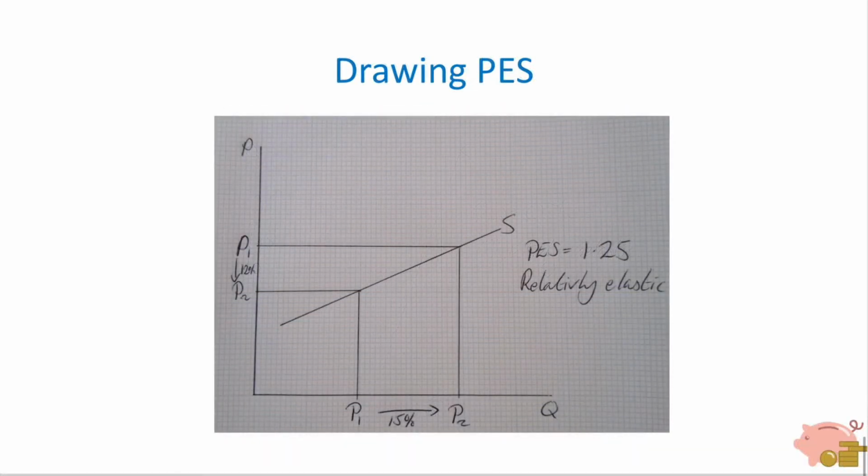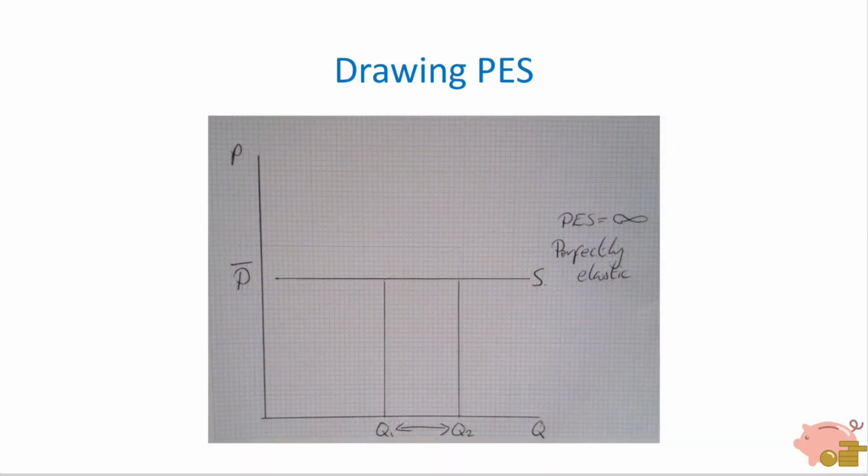Now we've got relatively elastic, quite a shallow slope on our upward sloping supply curve. So quite a small change in the price will lead to a relatively large change in the quantity supplied. So that's relatively elastic. Our final diagram, again, is a very strange one because we've got a PES with a value of infinity, so we've got perfectly elastic supply.